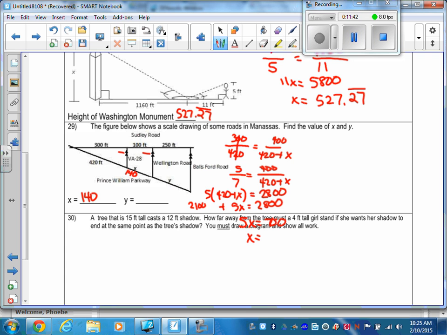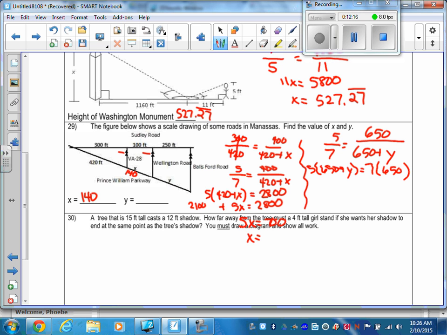So I'm going to use this same proportion. 5 is to 7. Because that's 300 is to 420 reduced. Because that makes things simpler. And this was 560. 420 and 140 is 560. 560 over 560 plus y. Okay, so now I'm doing the same exact thing. 5 times 560 plus y equals 7 times 560.